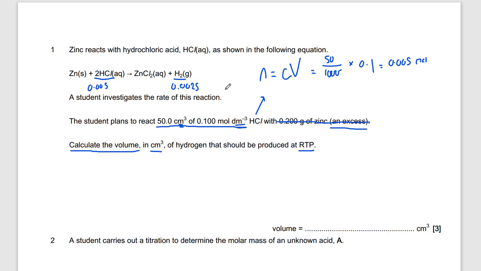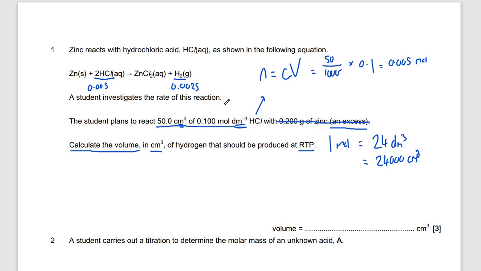The only thing I'm now left to do is to work out the volume. And luckily, it's at room temperature and pressure, which means we can use the molar gas volume. So we know that 1 mole of any gas, so 1 mole equals 24 decimeters cubed, or equals 24,000 centimeters cubed.